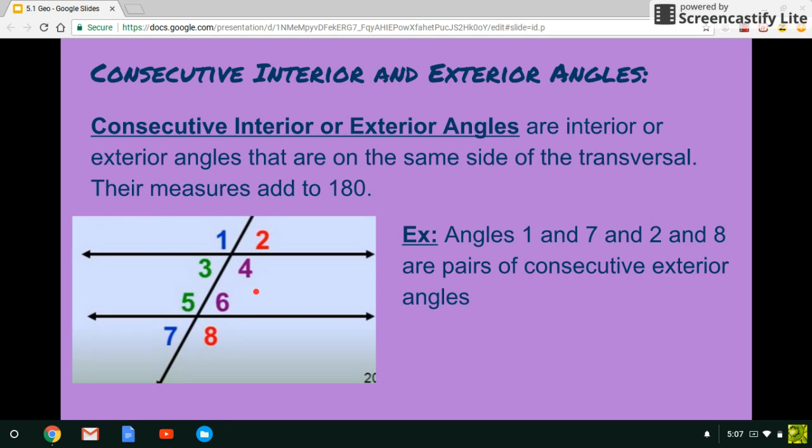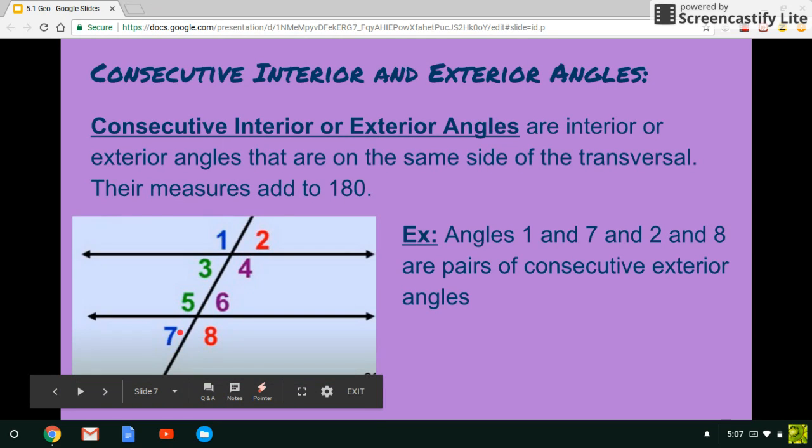So let's get a picture of this. In here we've got angle 1 and angle 7, the blue ones. Those are consecutive exterior angles. So they are on the same side of the transversal, and they are also exterior, so that makes them consecutive exterior. Angle 8 and angle 2 are also a pair of consecutive exterior angles.